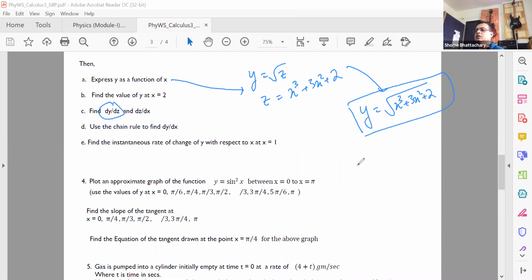So dy by dz is the differentiation of root z, so it will become 1 by 2 root z. And dz by dx is the differentiation of this cubic function, which is 3x squared plus 6x plus 2. Right? And for chain rule to find dy by dx, you just multiply these two things and resubstitute. So all that is done. Substitute x as 1, you will get the value of dy by dx. So this is also quite simple.